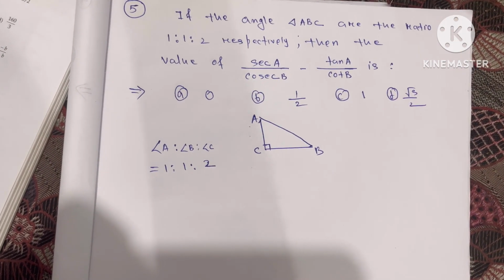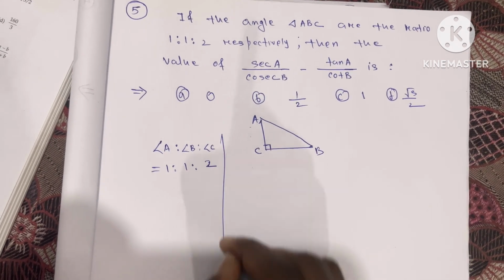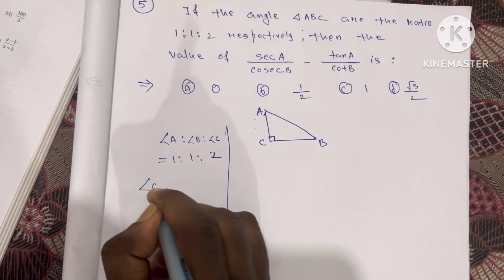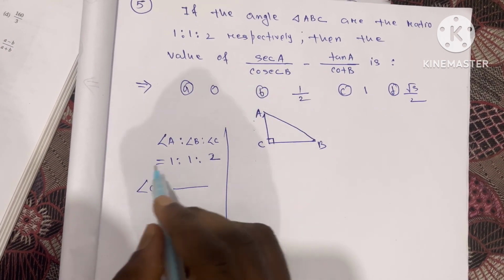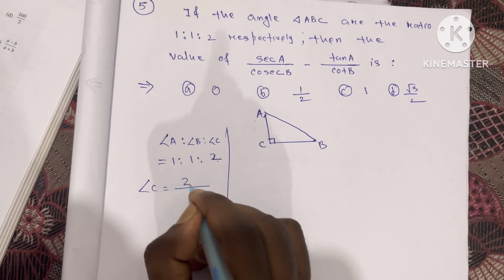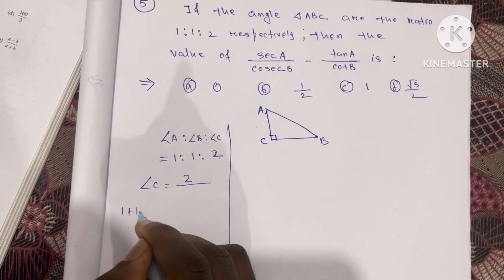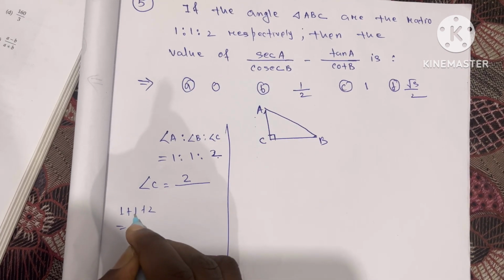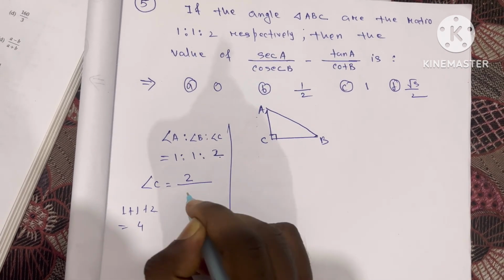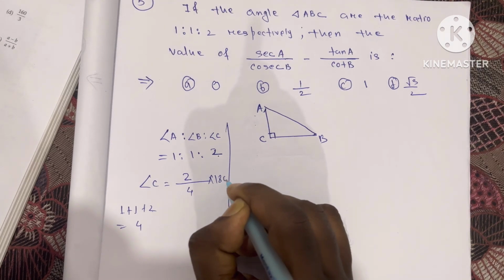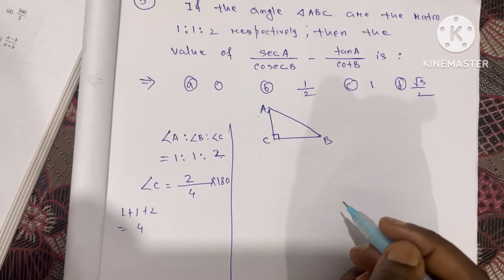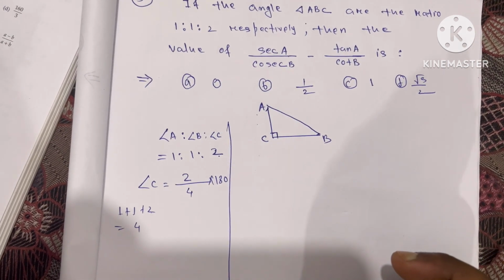So how will we find the value of C? This is very simple. Angle C is equal to, as you know, the ratio of angle C, which is 2, by the total ratio. Total ratio means 1 plus 1 is 2, 2 plus 2 is 4. So 2 by 4 into 180 degrees. Why do I multiply by 180 degrees? Because the sum of angles of a triangle is equal to 180 degrees.